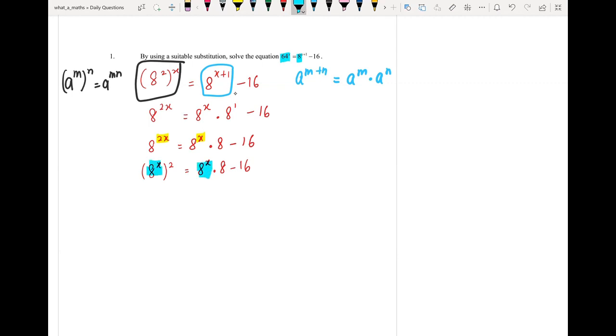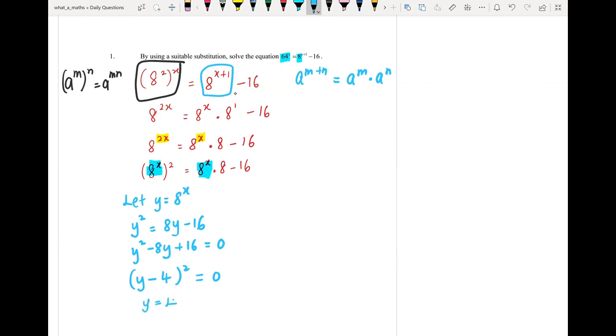So once they are the same, I can let y equals to 8 power x. So I'll get y squared equals to 8y minus 16. Over here, this is a quadratic equation, so I can get y squared minus 8y plus 16 equals to 0. Factorizing using a calculator, you get y minus 4, everything to the power of 2. This will give me y equals to 4.